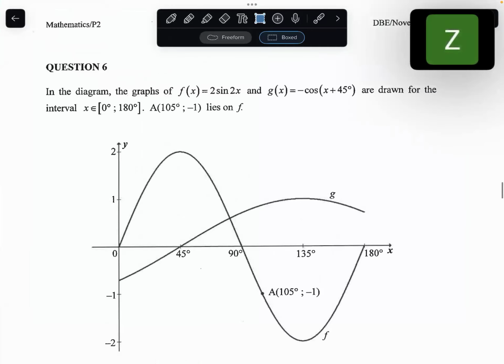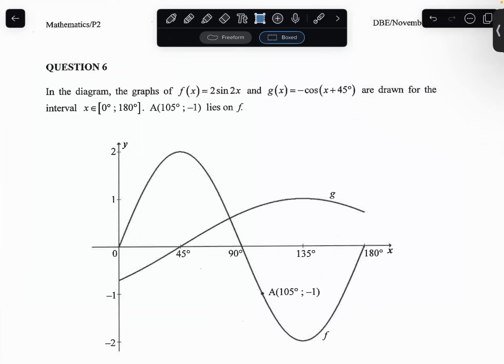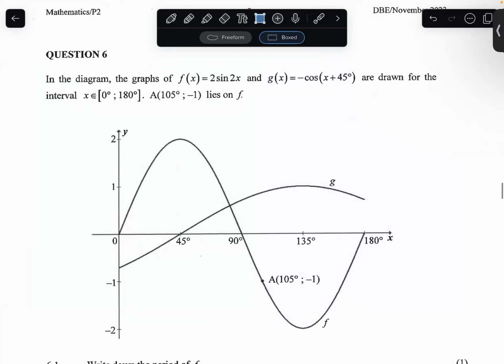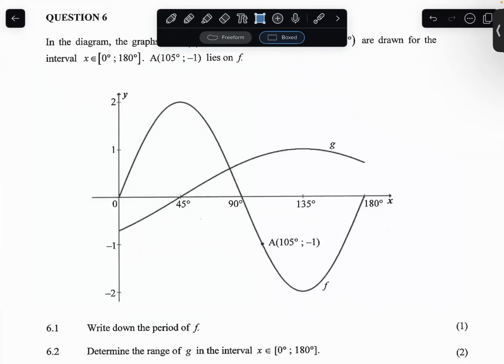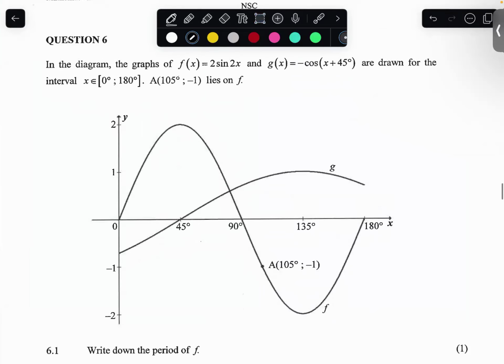Right, question 6. It says, in the diagram, the graphs of f of x is equal to 2 sine 2x and g of x is equal to minus cos x plus 45 are drawn for the interval between 0 to 180. A is a set of coordinates that lies on f. It's 105 and minus 1. Write down the period of f. The period of a sine or cos graph is 360 divided by the coefficient of x, meaning b. So 360 divided by 2 gives you 180 degrees. Right.